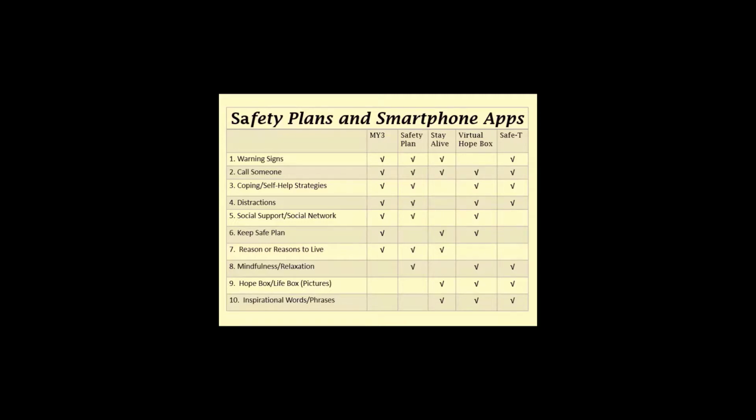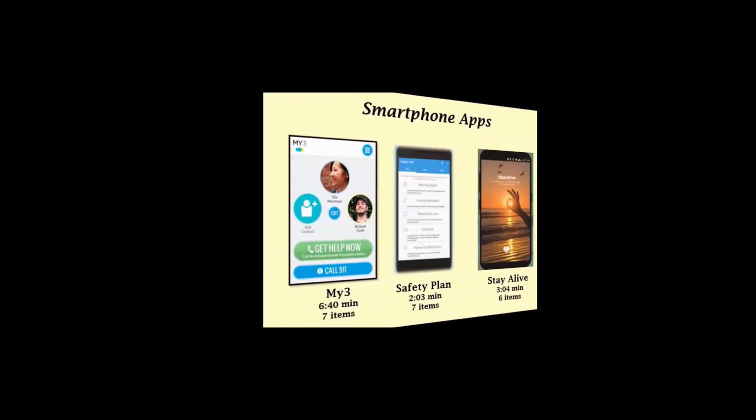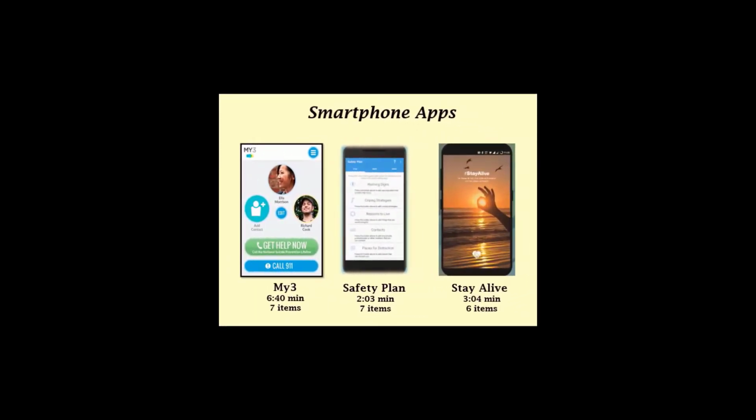So we will now move to begin to look at the case My3, which includes 7 items on the list we just looked at. There will be a 6:40 minute YouTube video that explains this one. Under the safety plan, it'll be about a 2-minute video. Interestingly, the safety plan contains 7 of the 10 components, and the Stay Alive video roughly 6 of the components.